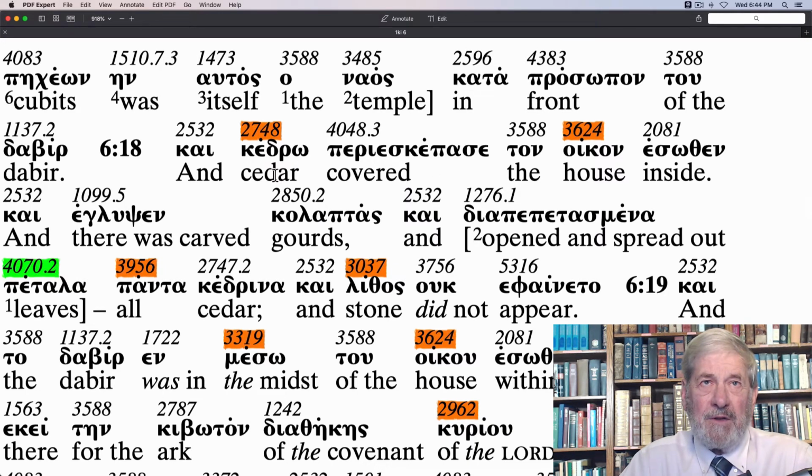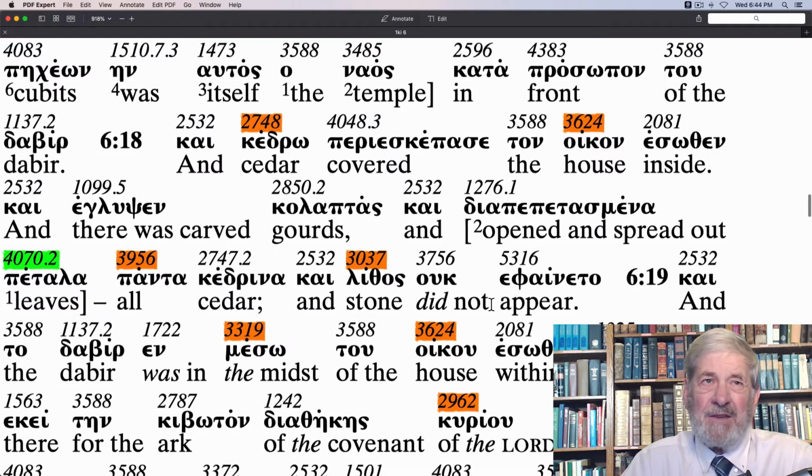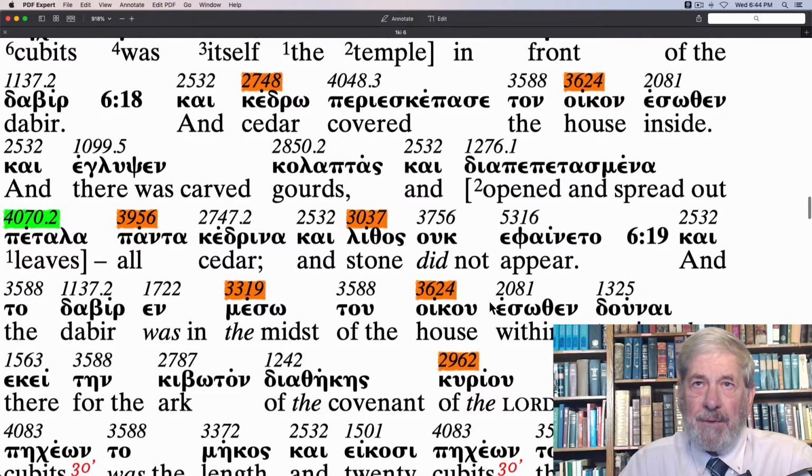Kedro, cedar, transliteration there. And there was carved gourds, decorations, and petala opened and spread out. We have this in green because that means it's not in the English derivatives book, but you can add it, 4070.2, and the derivative would be a petal. All cedar. And stone, lithos, a lithograph, stone writing on a hard surface, did not appear. So the wood inside covered apparently the stone.